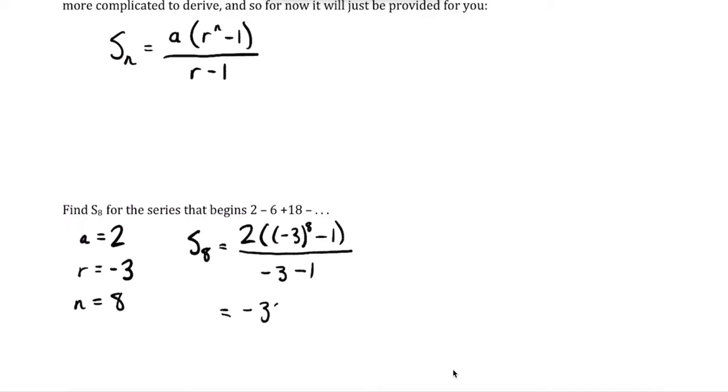Negative 3,280 is my answer. And stop and think about if this answer makes sense. I think it does, because if we think about the fact that we have a positive number, then a negative number, then a positive number, then a negative number, and they're getting bigger as we go, and I have 8 numbers in total, that means the 8th number is going to be negative, and it's also going to be the biggest number. So the fact that I have a fairly big negative answer is probably correct.